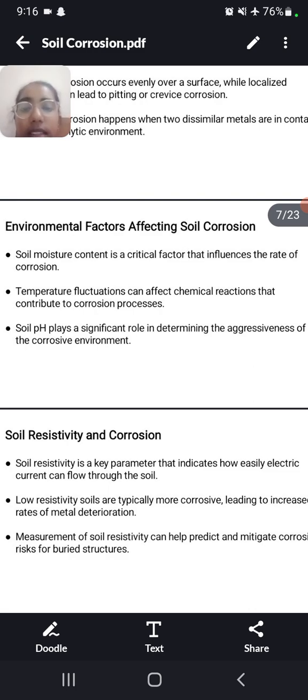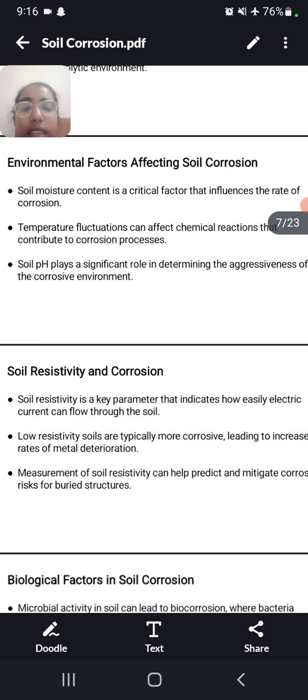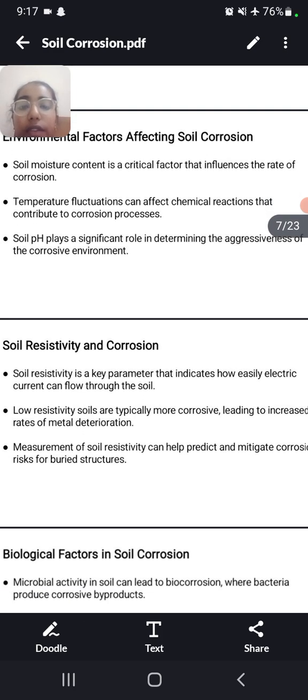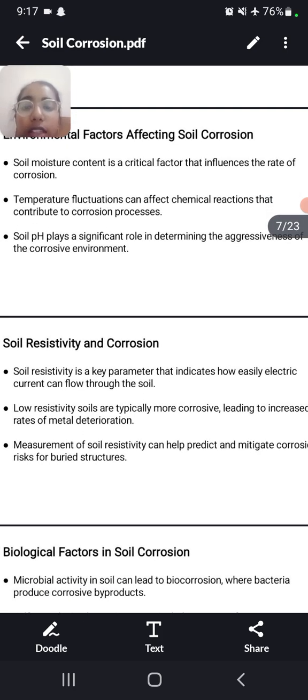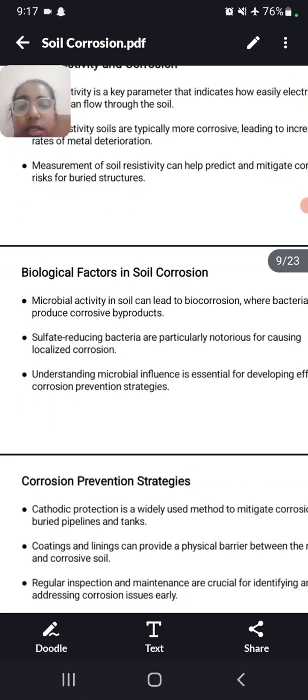Soil resistivity and corrosion. Soil resistivity is a key parameter that indicates how easily electric current can flow through the soil. Low resistivity soils are typically more corrosive, leading to increasing rates of metal deterioration. Measurement of soil resistivity can help predict and mitigate corrosive risk for buried structures.